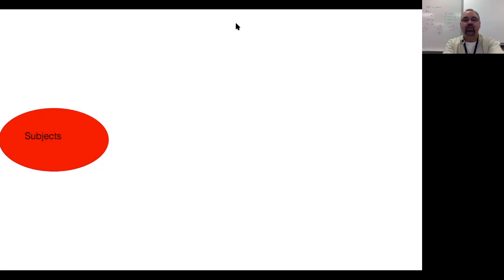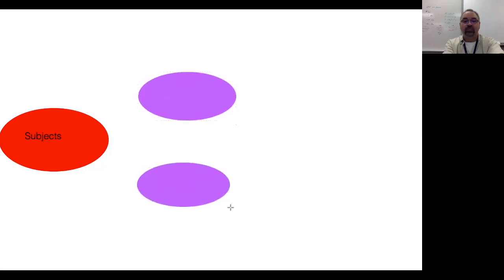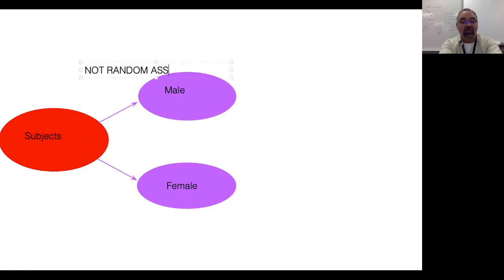But maybe I recognize that gender is an important variable, and so before I do any randomization, maybe it's important to look at the impact that this study has on males and females. This is not random. We are going to take all the males and put them over there in this group, and all the females and put them over into this group. And I really want to emphasize this is not random assignment.